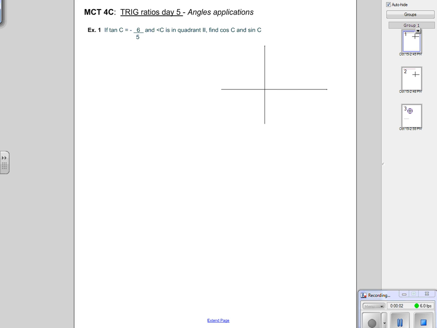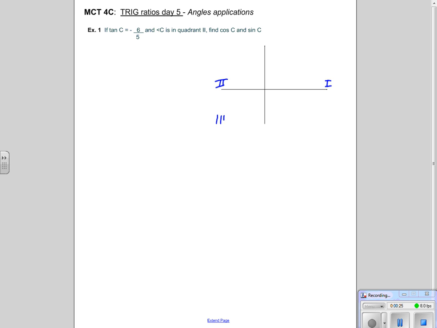Grade 12, we're on our 5th day of trigonometry and we're doing angles applications heading to related angles. So it's going to be a short one. Example number 1. If tan C equals minus 6 over 5 and angle C is in quadrant 2, find cos C and sine C.